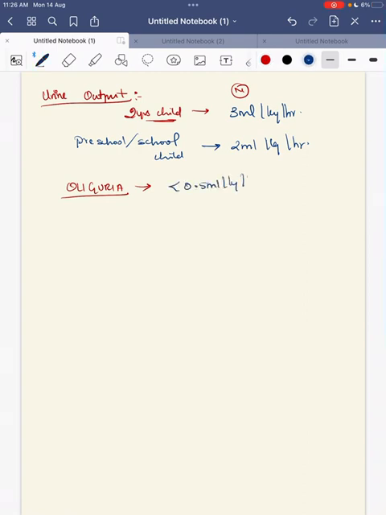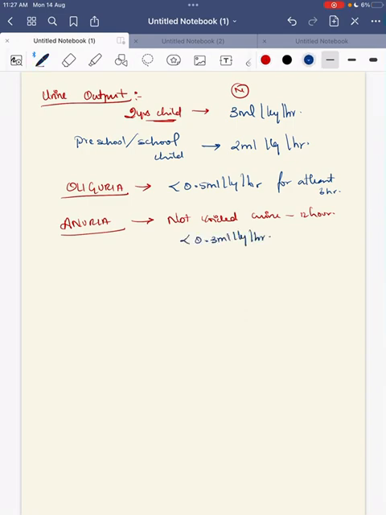So when the urine output is less than 0.5 ml per kg per hour for at least 6 hours, then you call it oliguria. You call it anuria when the child has not voided urine for 12 hours, or when the urine output is less than 0.3 ml per kg per hour for about 6 hours.